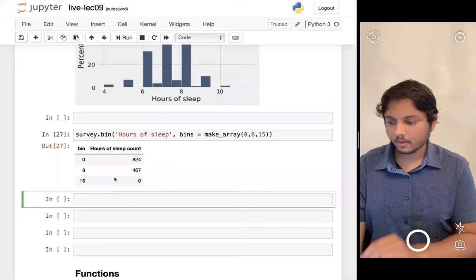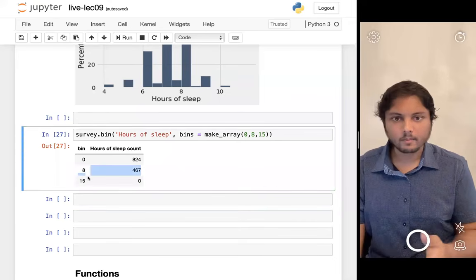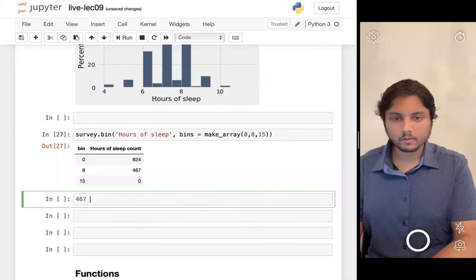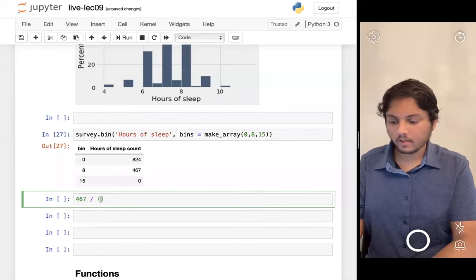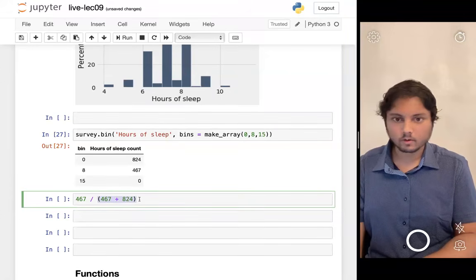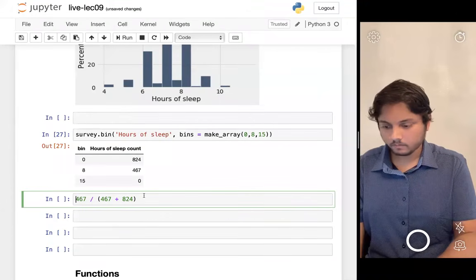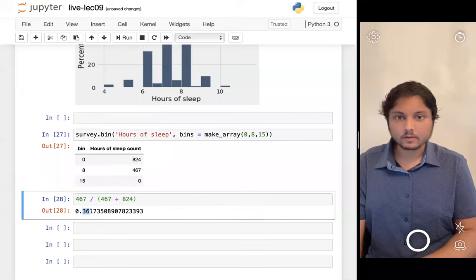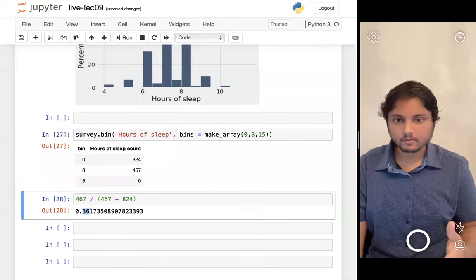Yeah, so take the number of people who got over 8 hours and then divide that by the total number of people. So we can do that. 467 is the number of people who got at least 8 hours. And we can divide this by the total number of people, which is going to be 467 plus 824. So this gives us the total number of people in our survey. And so we can run this, and we get 36%. So 36% of people who took the survey get at least 8 hours of sleep.